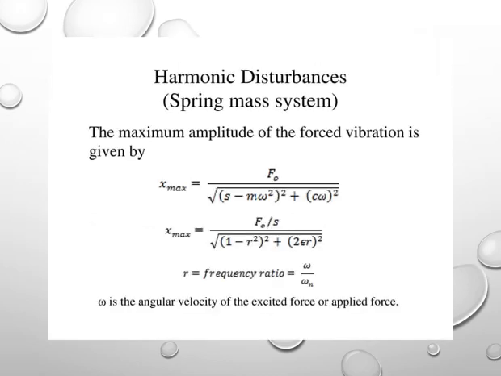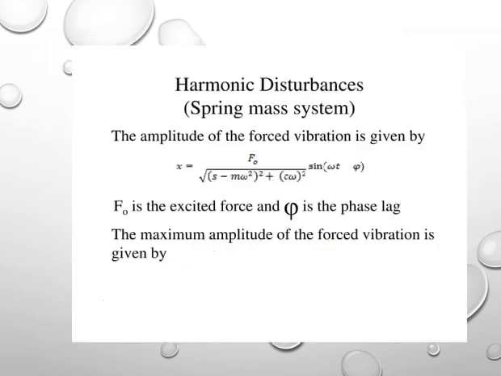As other notes, the maximum amplitude of forced vibration is given by m x max equal to F0 by s, by the square root of (1 minus r square) the whole square plus (2 epsilon r) the whole square. The frequency ratio r equal to omega by omega n. The omega is the angular velocity of the applied excitation force.